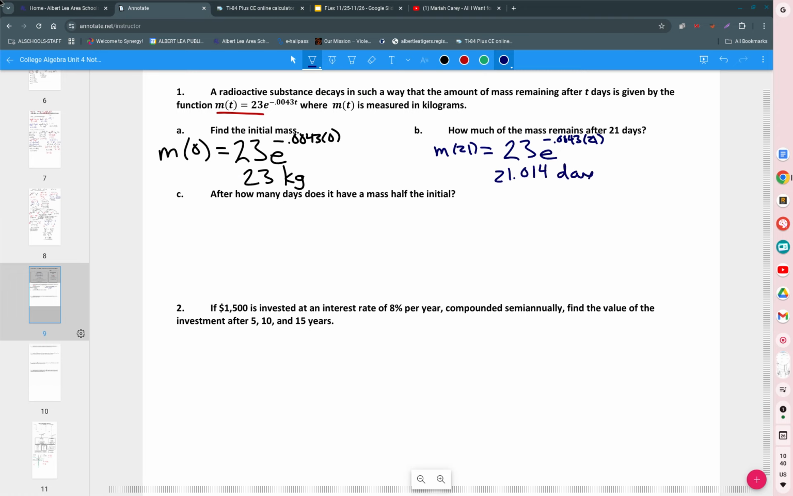21.014 kilograms. So it took 21 days to go from 23 down to 21. I want you to guess with the person next to you: how many days will it take so that it's half of what it started? It looks like it dropped about 2 kilograms. Take 10 seconds and make a guess. Half of 23 is 11 point 5. So it takes 21 days to get down to 21.